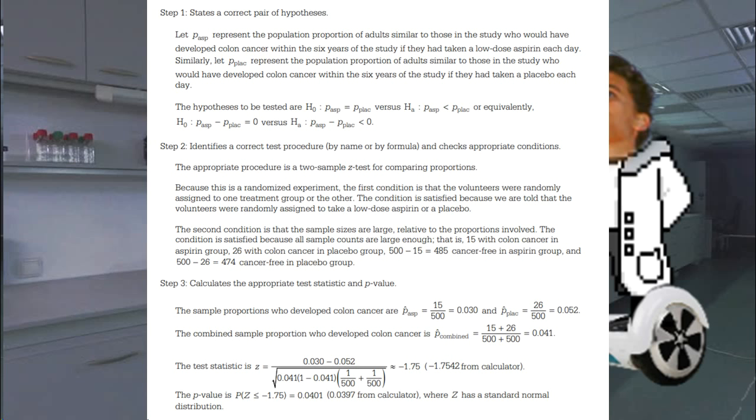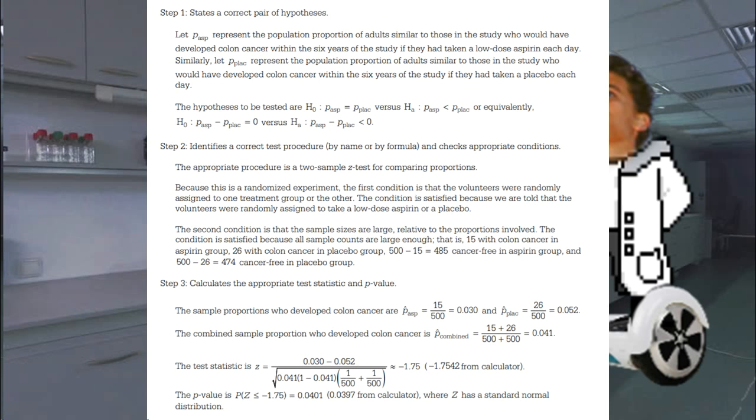Now to find your test statistic, you're first going to combine your two groups. Doing so is 15 plus 26 over 500 plus 500. This ends up being 0.041. Now, you continue finding your test statistic by taking 0.030 minus 0.052. This is all over the square root of 0.041 times, in parentheses, 1 minus 0.041, close parentheses, times, once again, in parentheses, 1 over 500 plus 1 over 500, close parentheses. This ends up being negative 1.75.